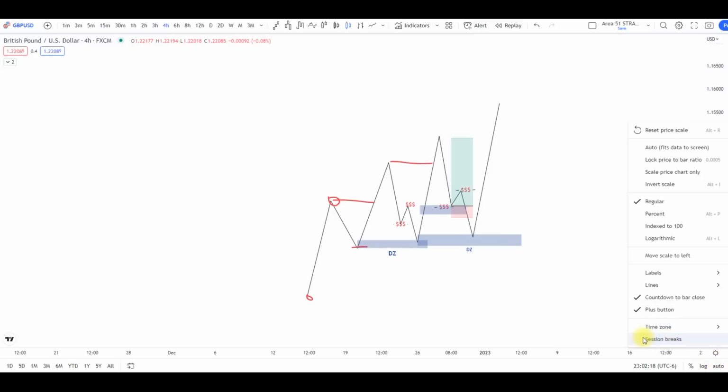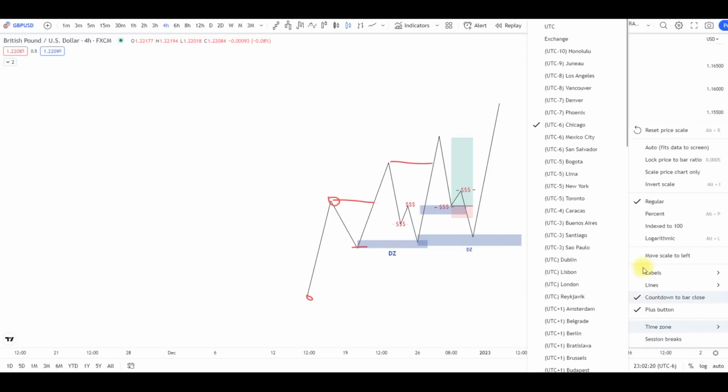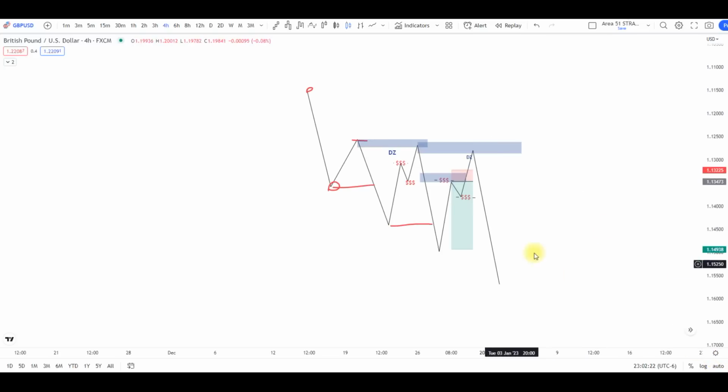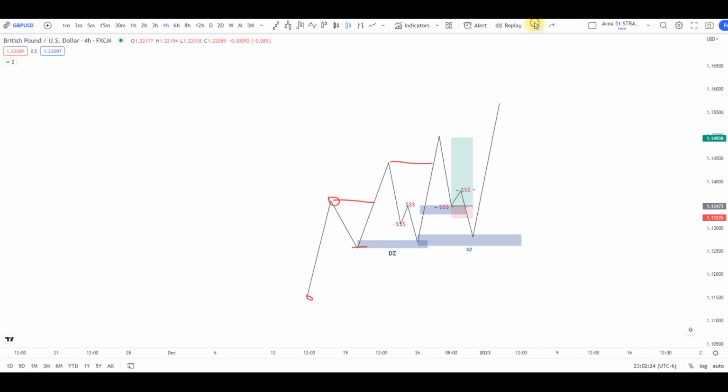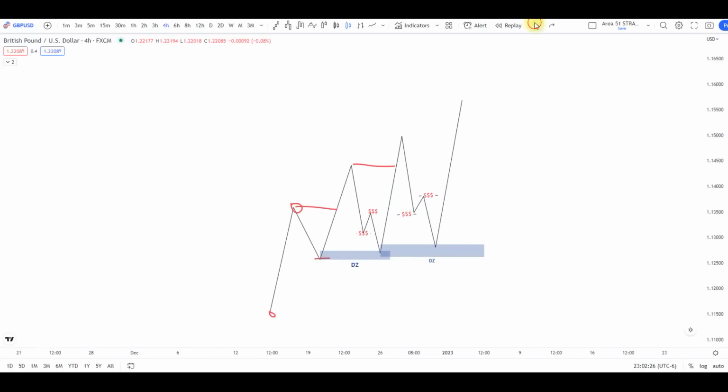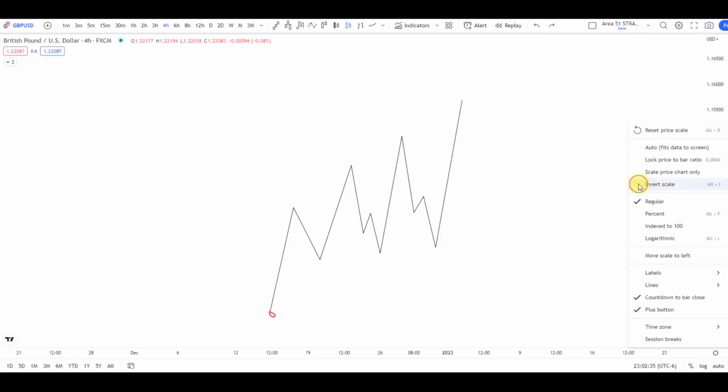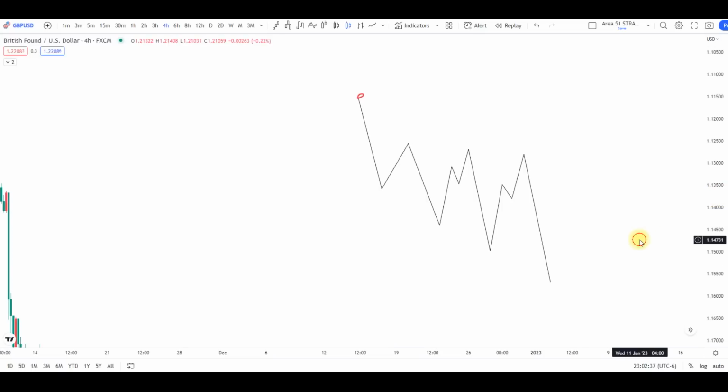Now let me show you guys how it looks on a sell market. Okay, let me clean this up. Let's say this is a downtrend market.